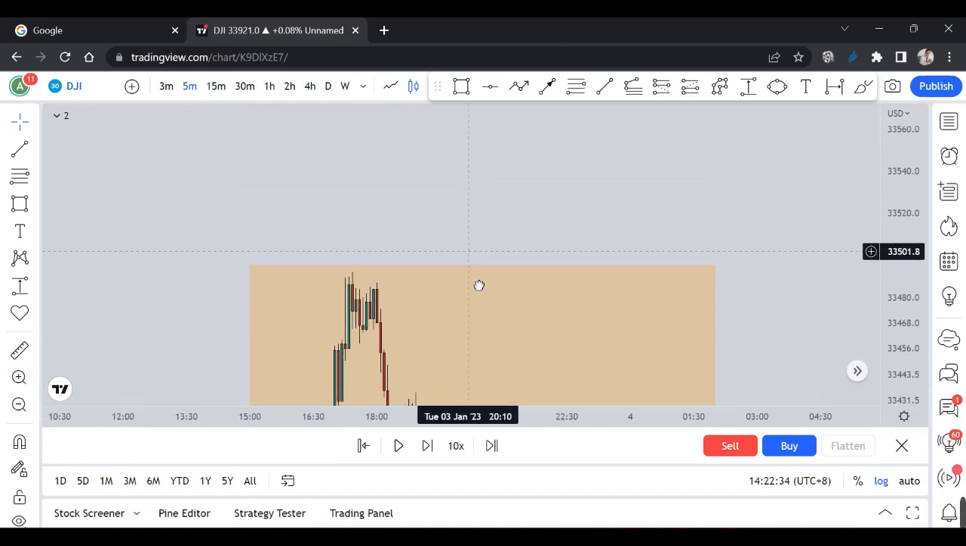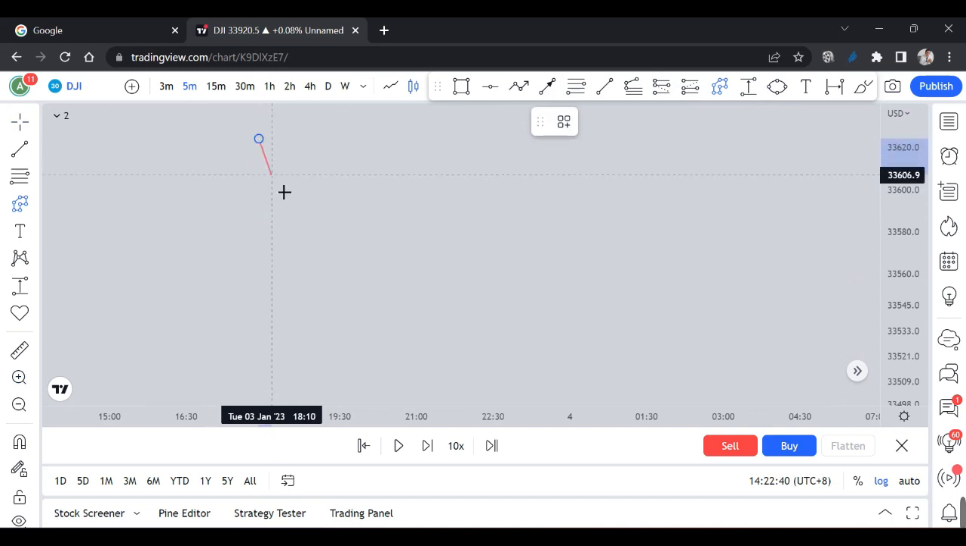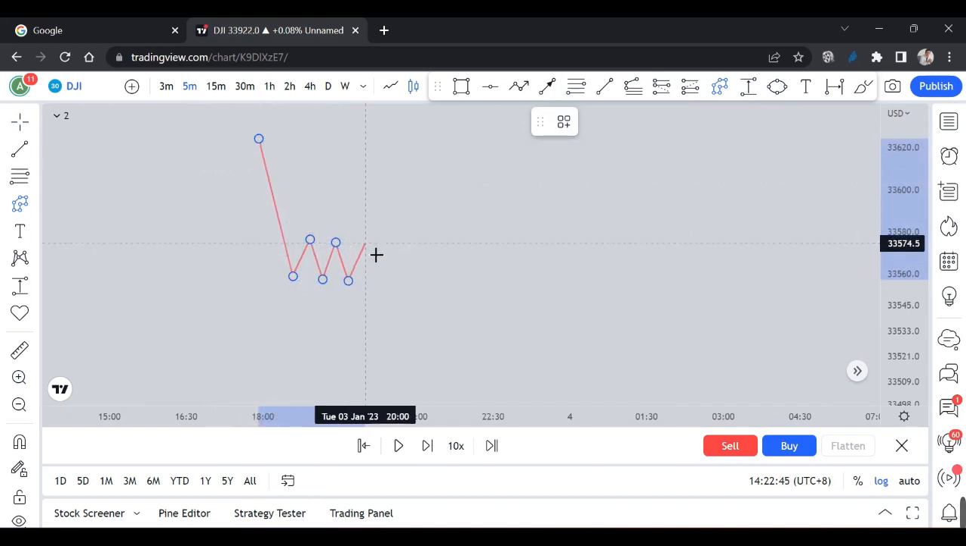Okay, what I'm trying to find is an MPL. So what is an MPL? MPL is a movement like this. As the price drops, you'll get some sideways movement, and then it goes up before the big drop.